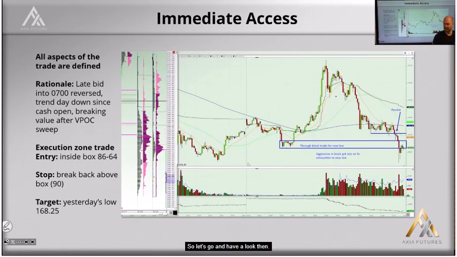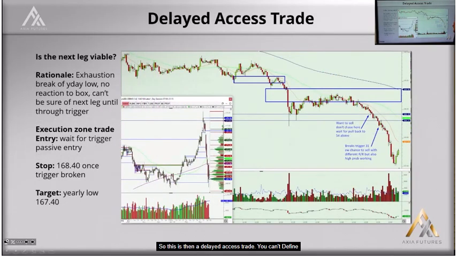So let's go and have a look then, after this has happened, the continuation of the move, which is a delayed access trade. Why? Well, looking here, having seen this trend down in this way, you've got a very large tail on the move down here. We have finished the move off into the previous day's low. Is there any more in this? Potentially not. So this is then a delayed access trade.